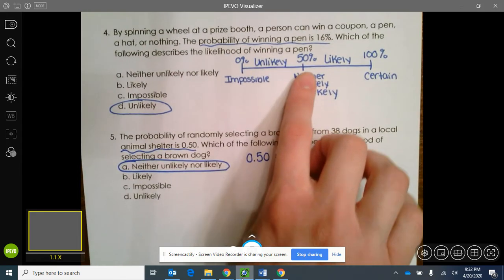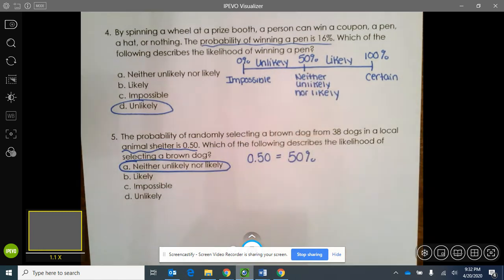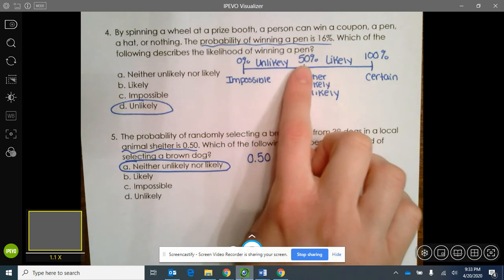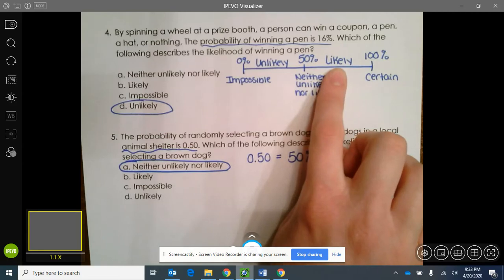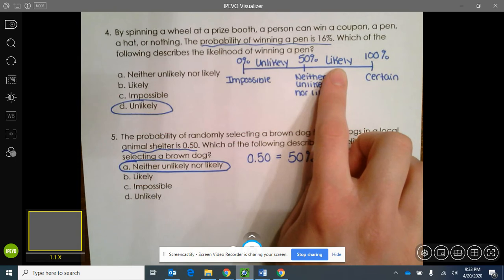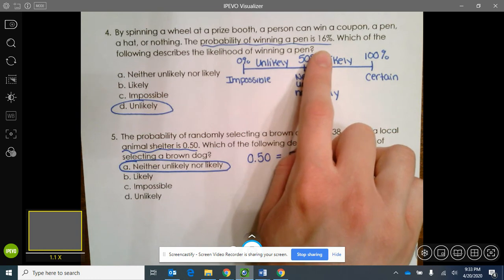For any probability that falls above 0%, so it's not impossible, it could happen, but below 50%, we say that's unlikely. So if you have a percentage that's below 50%, like 10%, 12%, 20%, we say that's unlikely. Because could it happen? Sure. Is it going to? Most likely not. For a probability that falls above 50% but isn't all the way up here at 100% yet, we say that probability is likely. So if you have a probability of 75% or 60%, those are events that are most likely going to happen.